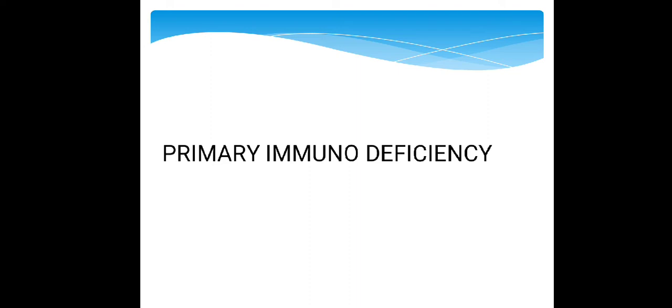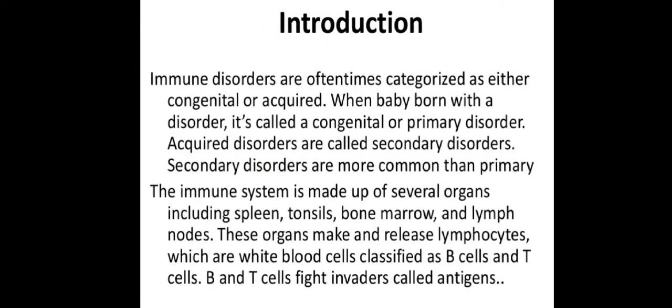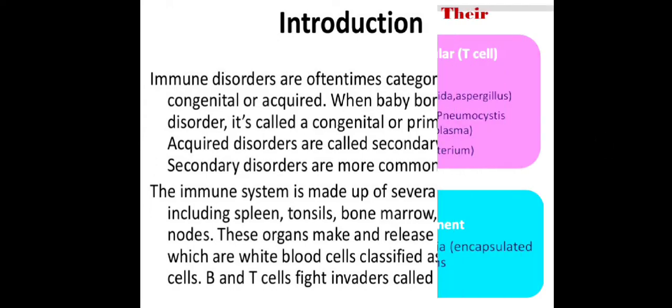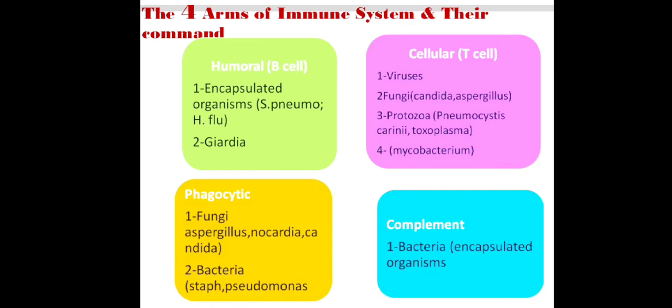So what is this immune system made up of? Lymph nodes, spleen, bone marrow, etc. How do they work? So this immune system is basically of 4 types: humoral system, cellular immune system, phagocytic and complement. Humoral means nothing but antibody protection. So B cells are responsible for antibody protection. They mainly act against encapsulated organisms.